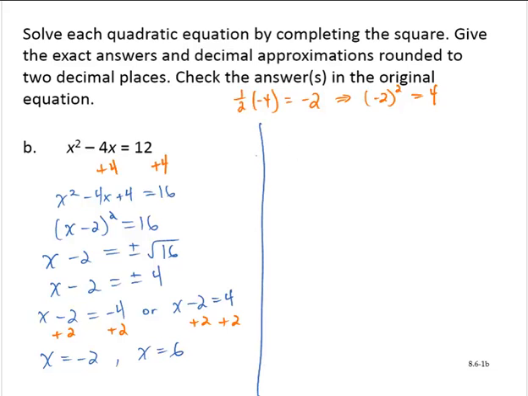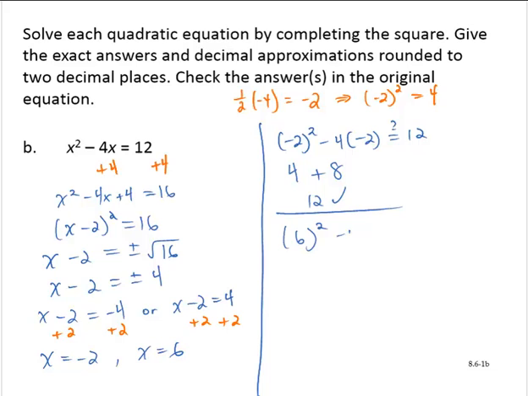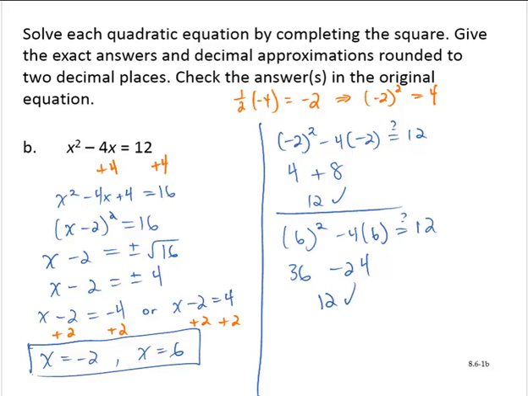Let's check our work, first with negative 2. Negative 2 squared minus 4 times negative 2, is this equal to 12? So that's 4 plus 8, which is 12. That checks out. Checking the positive solution, we'd have 6 squared minus 4 times 6, is this equal to 12? So that's 36 minus 24, which is 12. That checks out, and we're confident in our solutions.